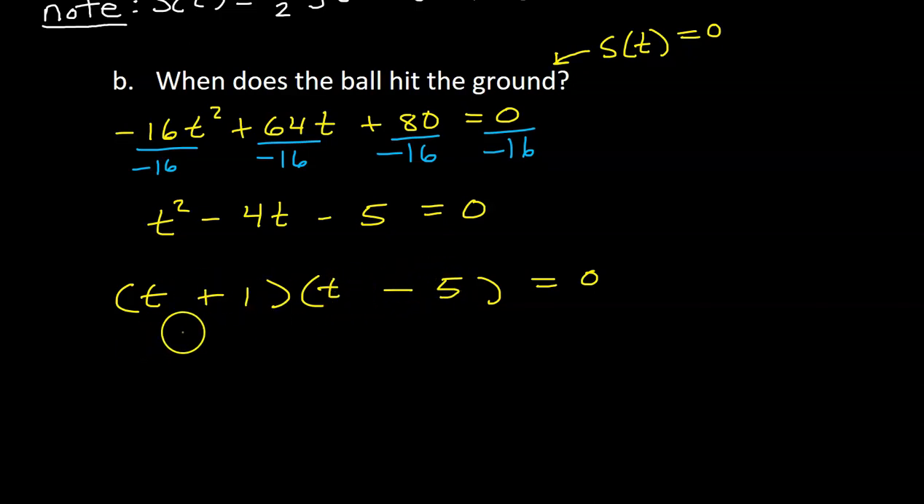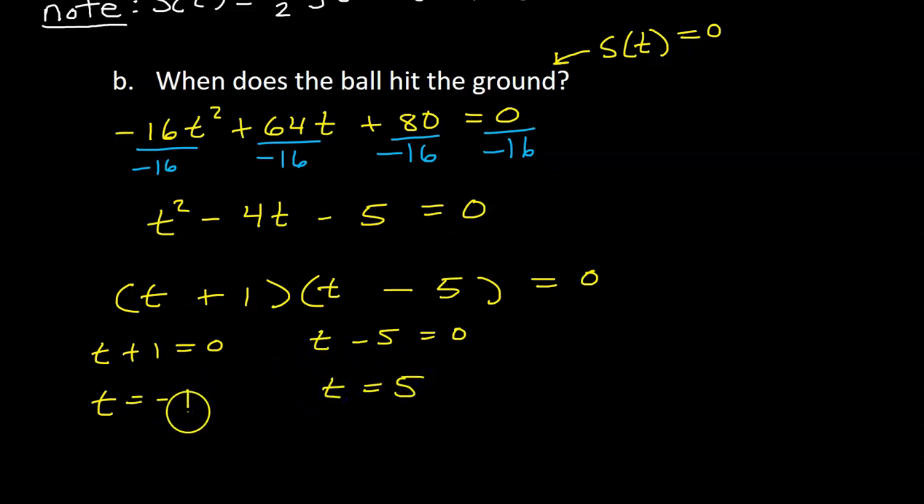So we factored it. Using the zero product property, t plus 1 is equal to 0. That will give us one solution. And t minus 5 equals 0 will give us another solution. Subtracting 1 from both sides, we have t is equal to negative 1. And adding 5 to both sides, we have t is equal to 5.